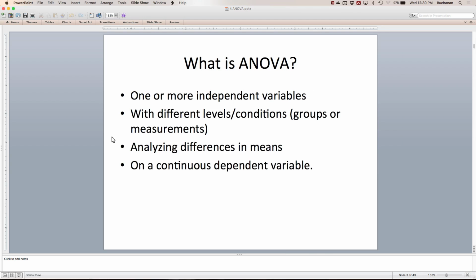So everything we've done so far has been one variable at a time, unless we've been talking about data screening. So a t-test is one IV and one DV, a correlation is one X, one Y. What if I have lots of IVs? So one or more independent variables. We'll start with one and then do two. And the independent variable has to have groups or levels or conditions, and we'll talk about what those mean in a minute. And we're going to analyze the difference in means. I know this is called the analysis of variance, but most people are interested in the means. And a continuous DV. So this is the very short description of how ANOVA works, and we're going to break down each part.